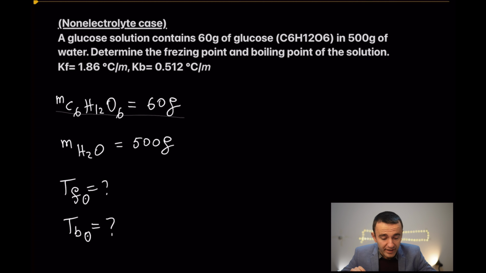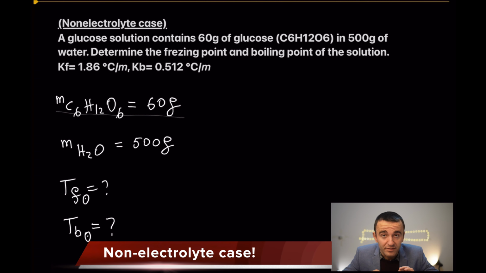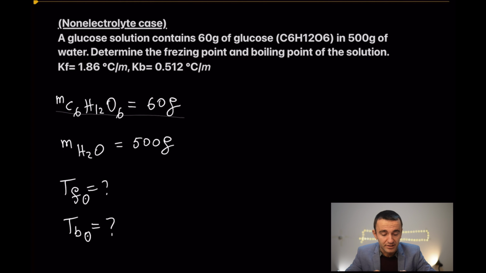Let's move now straight to an exercise that deals with boiling point elevation and freezing point depression, for a non-electrolyte case first. A glucose solution contains 60 grams of glucose in 500 grams of water. Determine the freezing point and boiling point of the solution. This is given Kf 1.86 degrees Celsius per molal and Kb 0.512 degrees Celsius per molal.